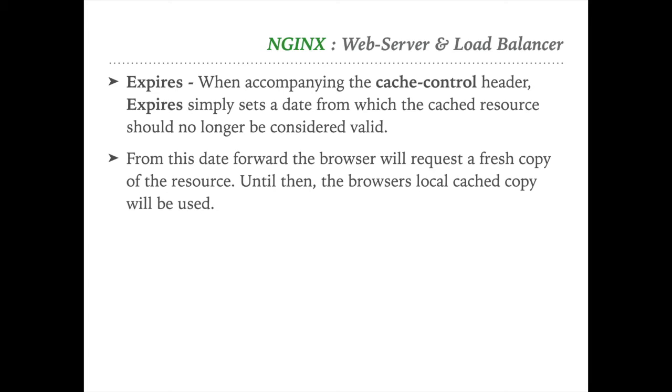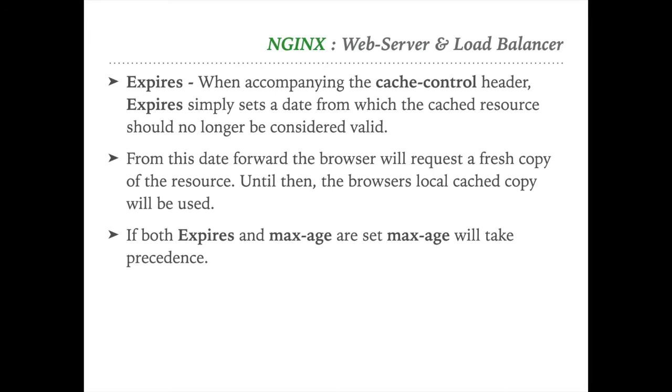And from that particular date forward, the browser will request a fresh copy of the resource. Until then, the browser's local cache copy will be used. So if you are defining the expire up to 5 months, up to 1 year, or up to 5 years, that particular resource will be cached in the browser if the user is not going to clear their browser cache, right? And after 5 years, or after the defined expire time, a fresh copy of that particular resource will be requested again from the web server and cached again at the client side.